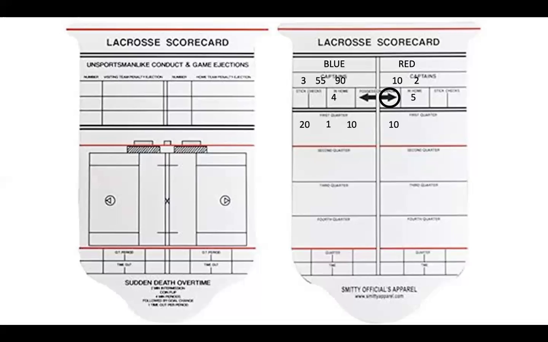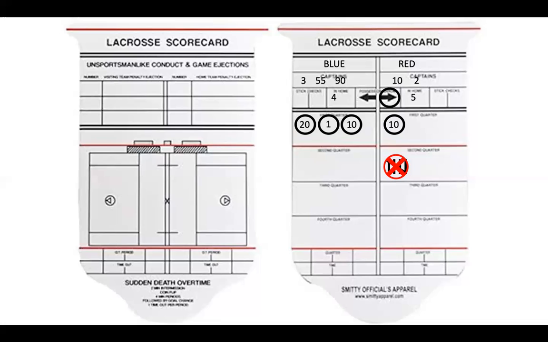When we write down goals scored, because we have first quarter, second quarter, third quarter, fourth quarter, we need to make sure that we circle our numbers. We're going to write down the number of the team that scored. We are not, however, going to be doing this. Don't do the tick marks. Let's keep track of who has scored our goals.